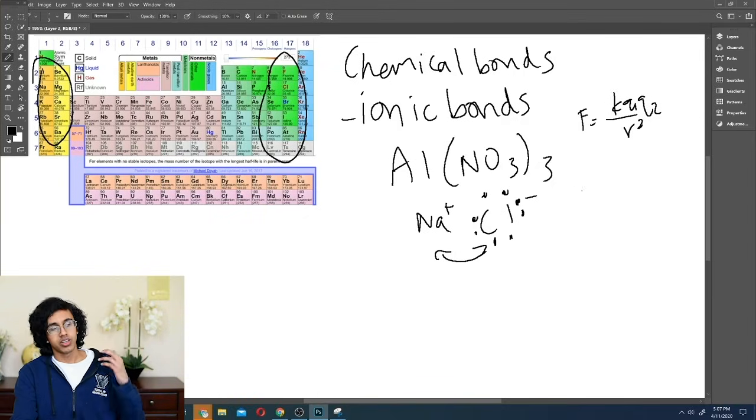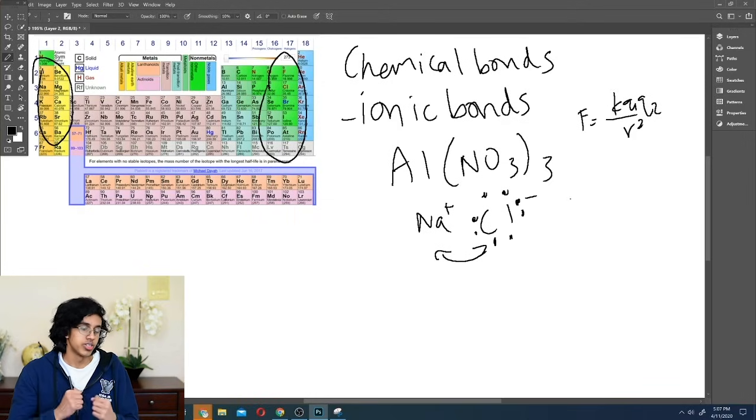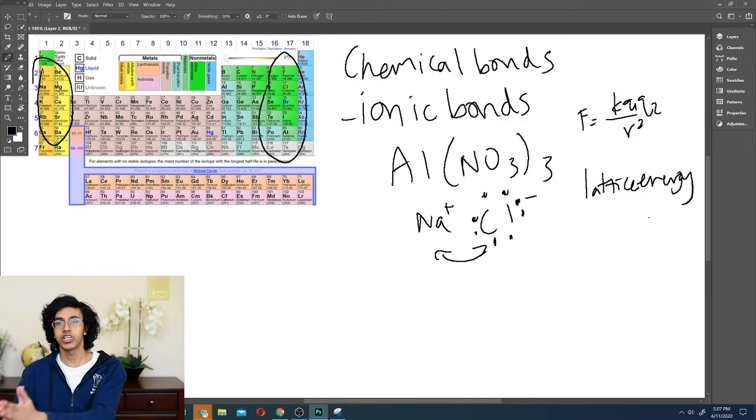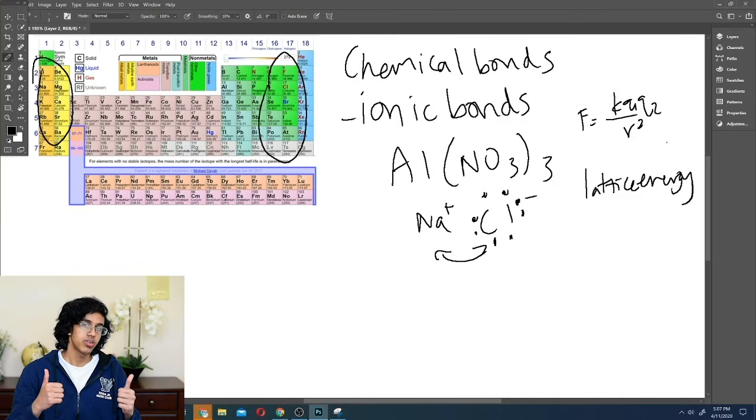The measure of how strong the ionic bond is is called the lattice energy. In AP Chem, you don't have to actually calculate the lattice energy, you just have to know what it is and how it changes with charge and distance. As you increase the charge of the ion, your force is also going to increase, so your lattice energy is going to increase because it's so hard to take apart those ions.